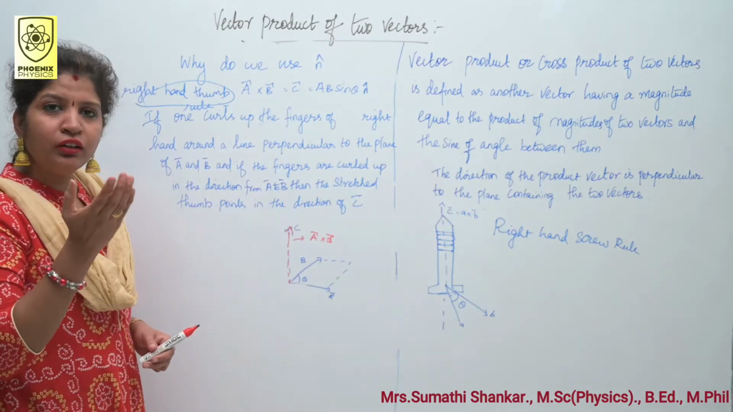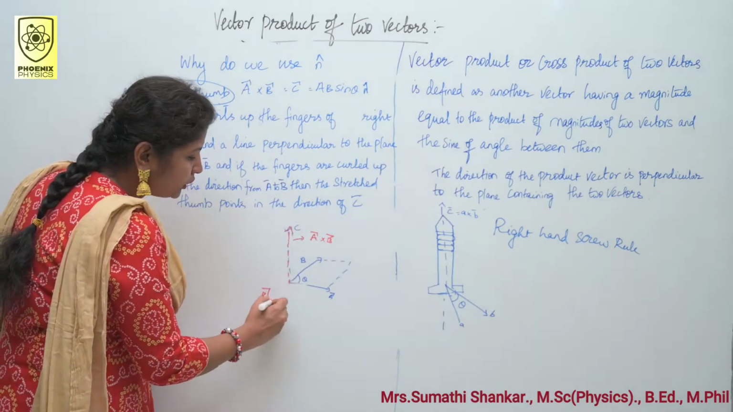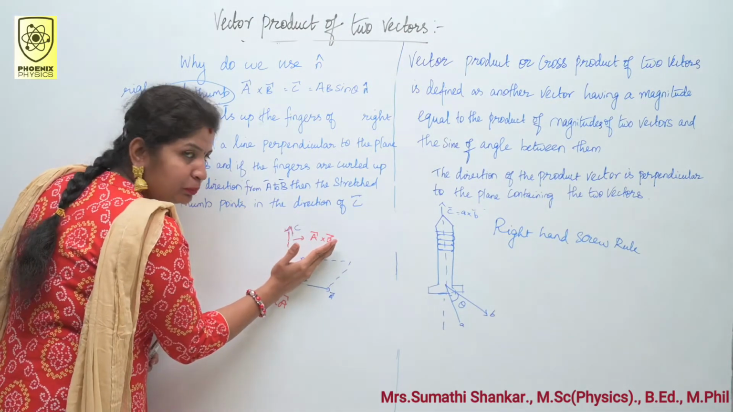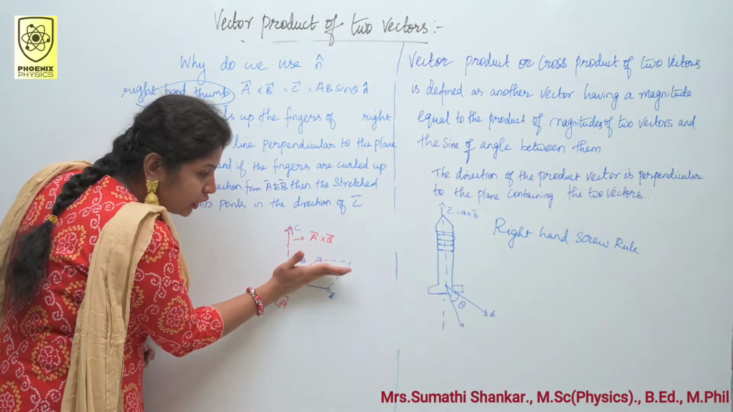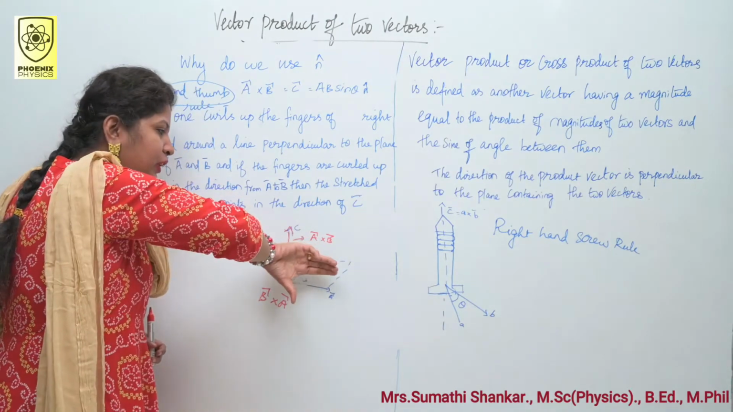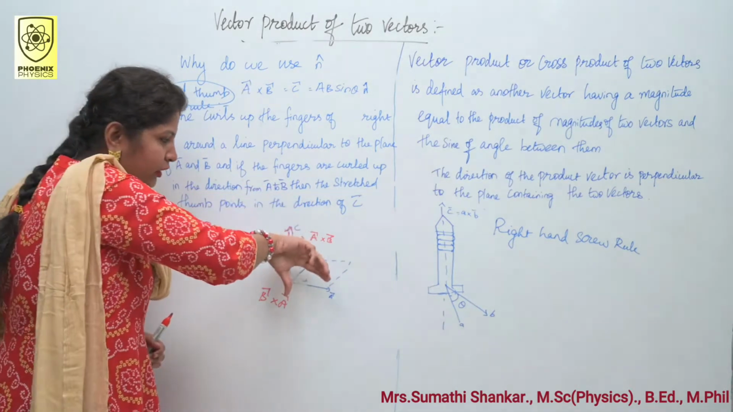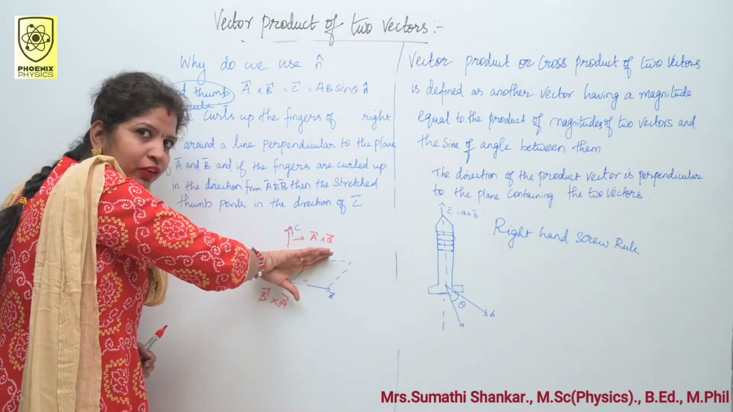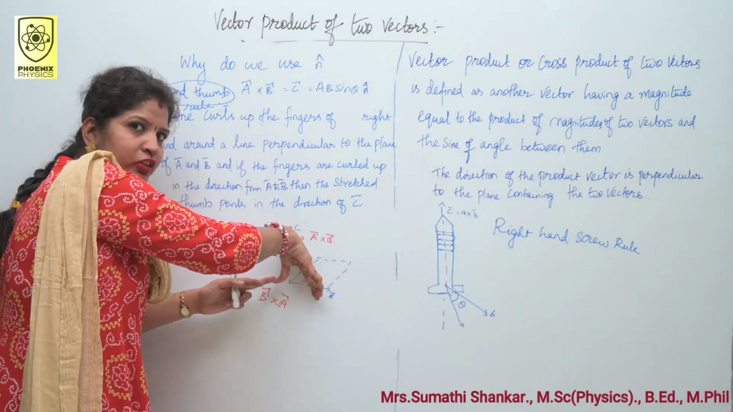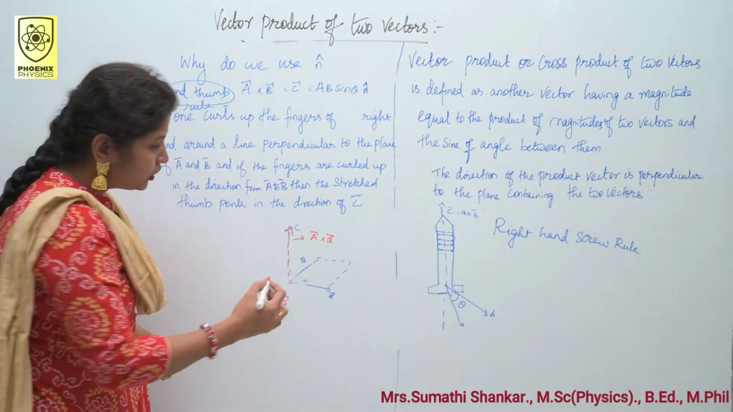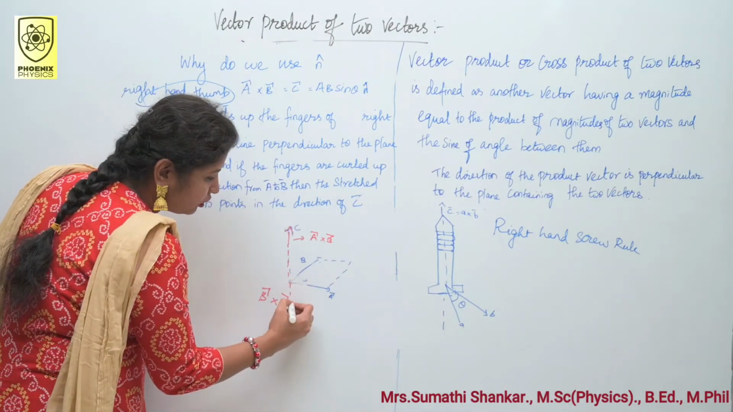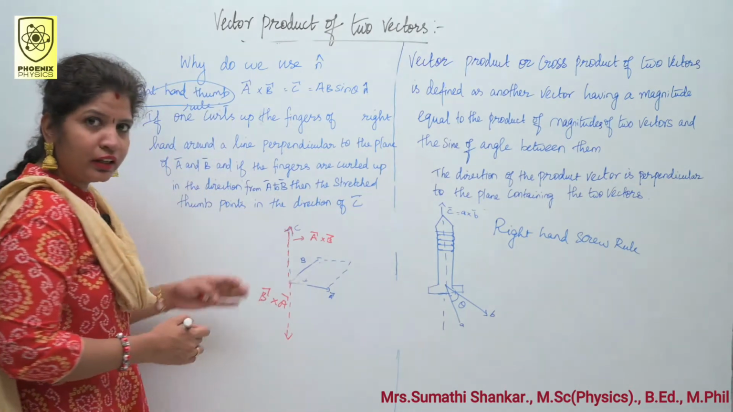Suppose you curl the fingers from B to A. B to A means place your fingers on the vector B. I cannot curl my finger towards A, right? Then how do you curl your finger? Keep the fingers like this, that is thumb in the downward direction. Now you rotate the fingers from B to A. What is the direction? Here the thumb points in the inward direction, that is inside the board. I can't draw that direction, that is why I have drawn the B cross A direction downward.